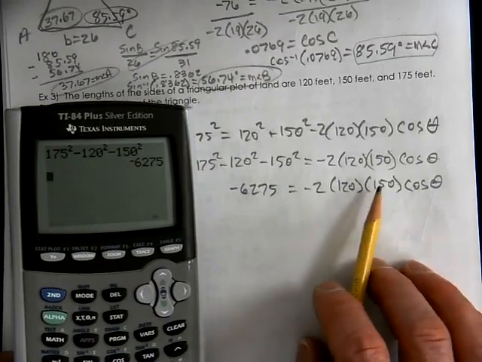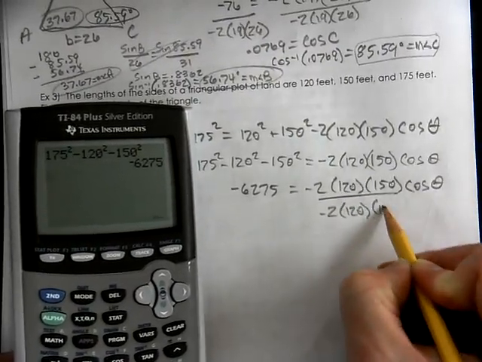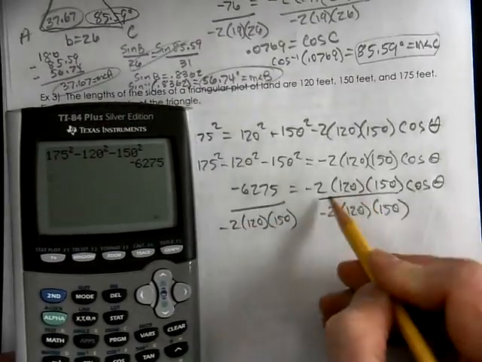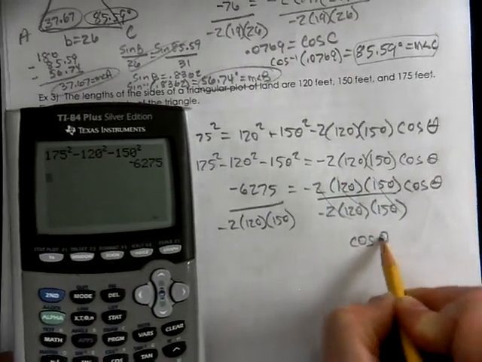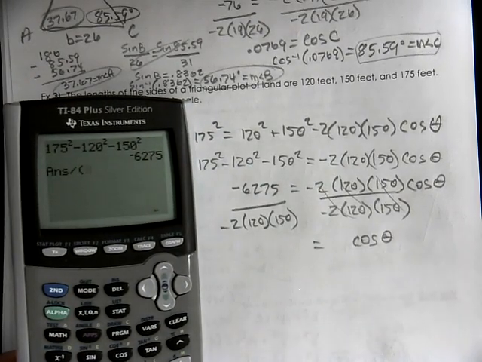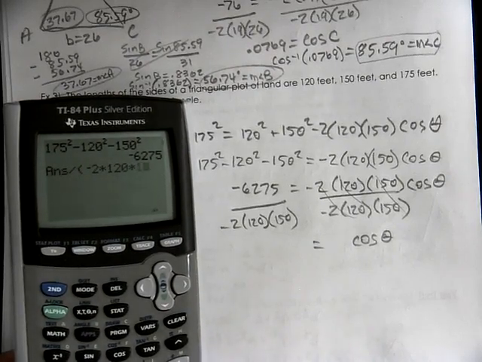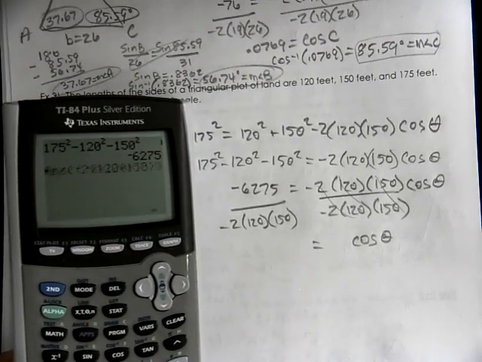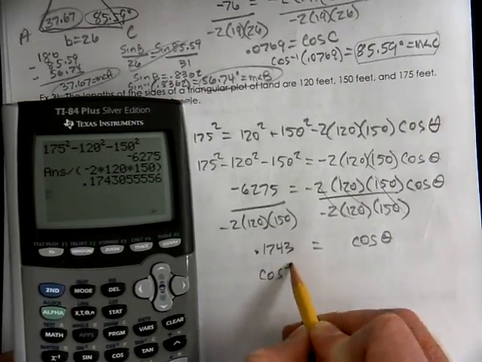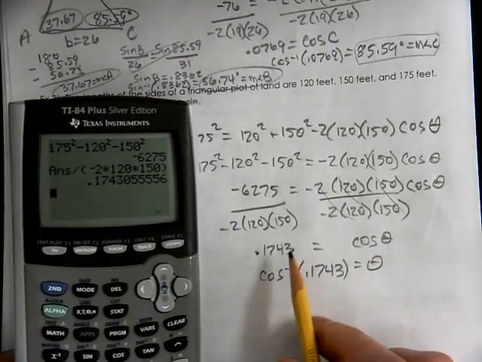Now you could multiply this out and figure out what that value is, then divide it. Since you're using a calculator anyway, and you're showing some work, just divide by it. So that's going to cross these out, and you're left with cosine of theta. So over here, we're going to divide by parenthesis negative 2 times 120 times 150. That's giving us 0.1743. So cosine inverse of 0.1743 equals theta.